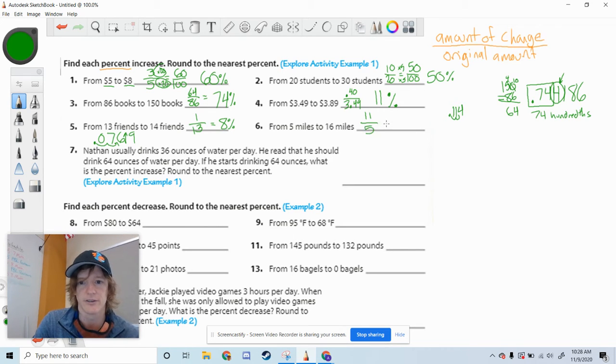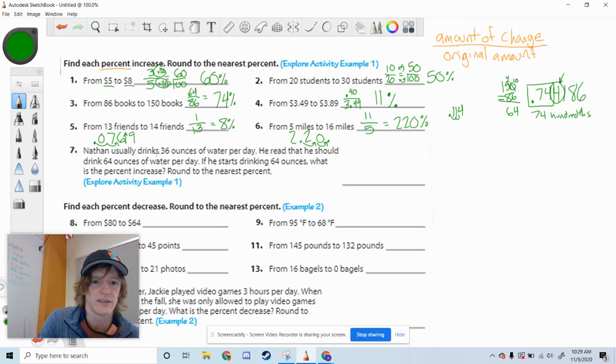Number 6, the amount of change, we're going up by 11 from 5 to 16. 11, original amount was 5, so 11 divided by 5, I get 2.2. Remember, after that, though, we've got to move our decimal 1 time, 2 times, add a 0, I get 220%.